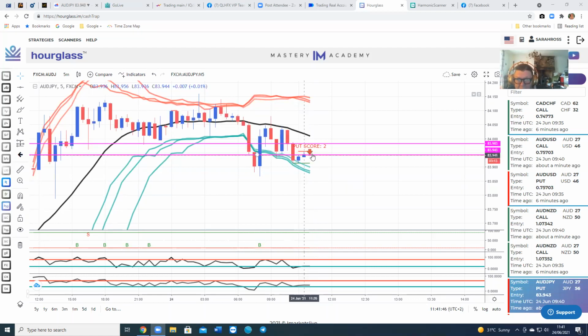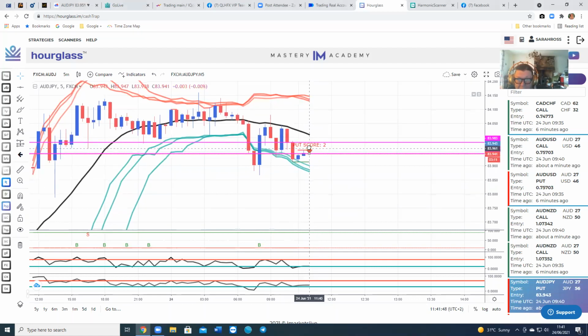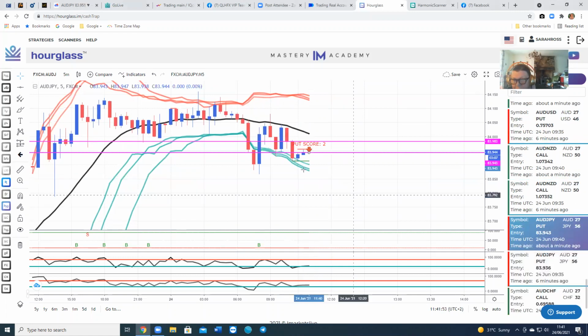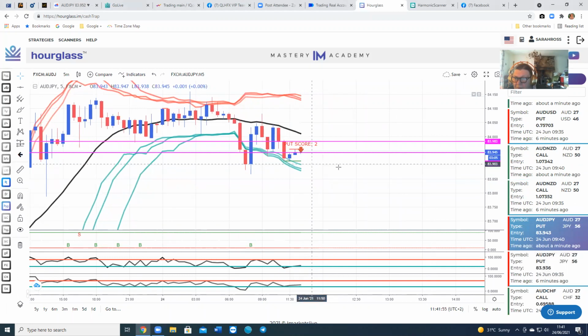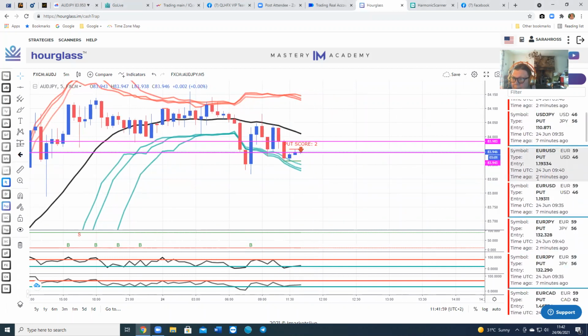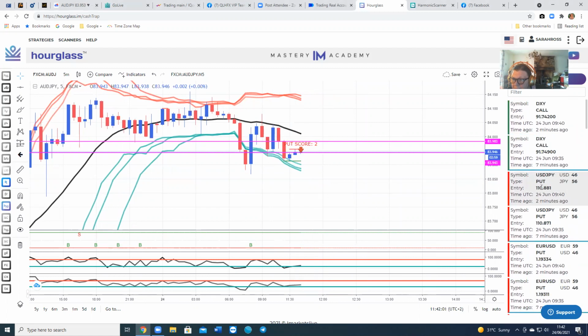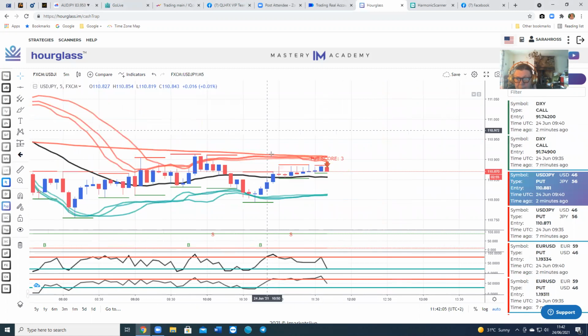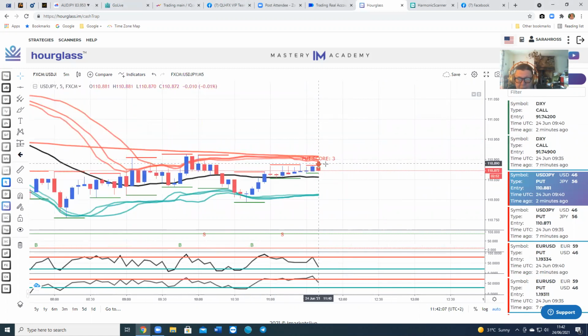So that is still pressing up a little bit. It was called at 943. Right, so I'll leave that one for the moment. Let's go back to USDJPY. Put score of 3. Bollinger Bands have tightened.